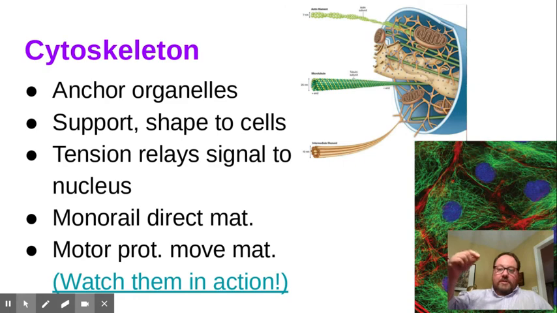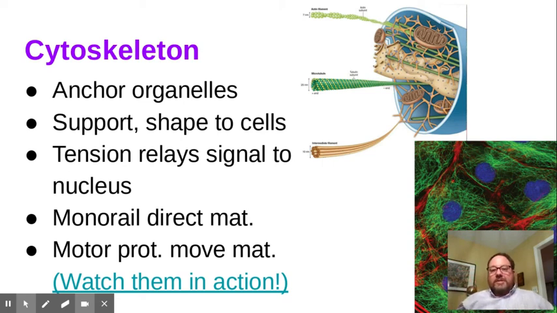The cytoskeleton can also, imagine it being like a spider web within a cell. If you pull on one part of the spider web, it affects the other parts of the spider web. You can actually relay mechanical force or tension through a cell to communicate with the nucleus. And probably my favorite feature of the cytoskeleton is that these proteins serve as like monorails and allow for the transport of materials through cells.